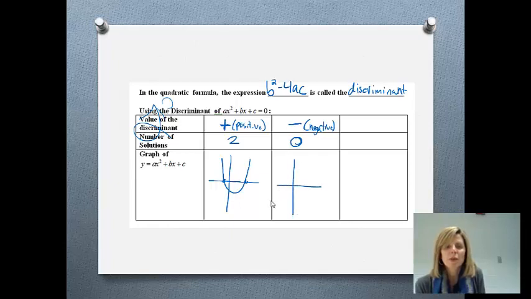When we go to graph that, we're going to get a negative underneath the square root, and you can't have a negative underneath the square root. We're going to get a picture that looks something like that. This graph never touches the x-axis, so that's why there are no solutions.